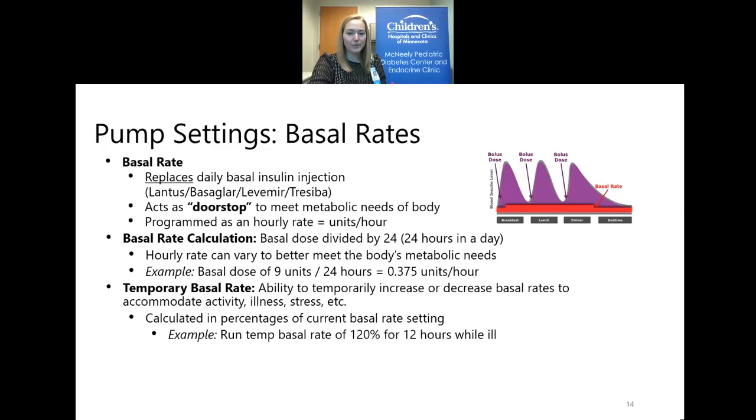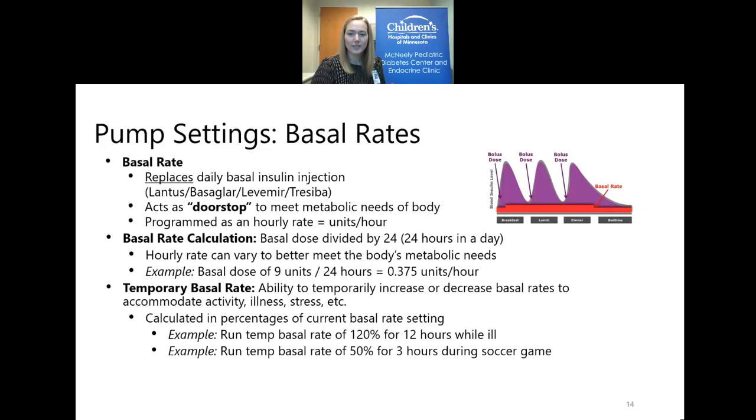And so a couple examples of how this works is, let's say you're sick, your body is pumping out those fight or flight hormones, and your blood sugar is running higher. Well, you can run a temporary basal rate of 120%. So it's a 20% increase from your current setting. Run it for 12 hours. Just have it run for a while, keep those blood sugars down as much as you can.